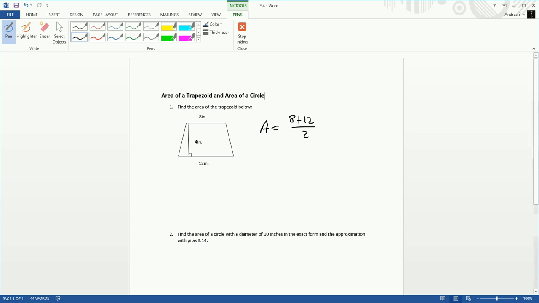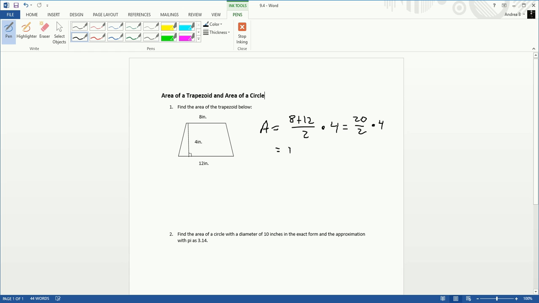And then you have to multiply that times the height, which always forms a 90-degree angle, or right angle, with the bases. So in this case, that's the 4. So then you would multiply those together, make sure to use your order of operations like normal. So you need to add together the numerators there first, the 8 plus 12 to get 20, divide by 2, and then times the 4.